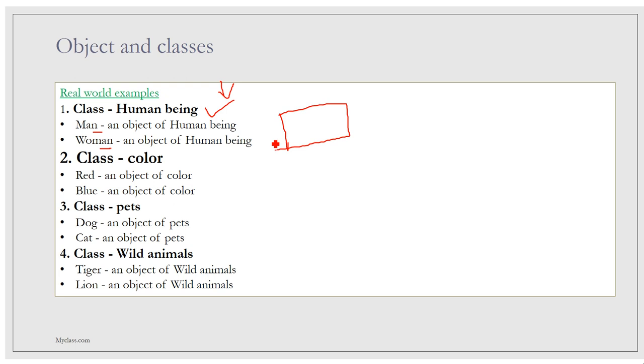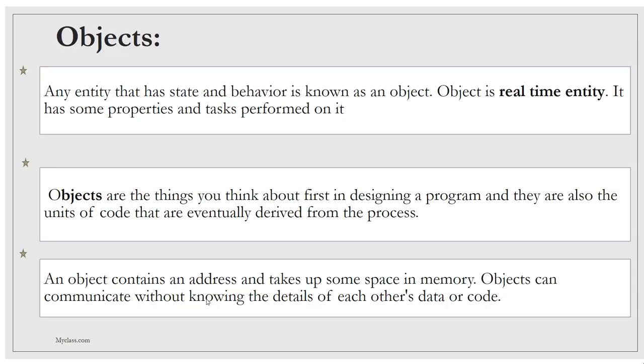Another example is the class color. Red, blue, green are all objects of the class color. Another example is pets. Dog is an object of pets, cat is an object of pets. Wild animals: tiger is an object of wild animals, lion is also an object of wild animals. So these are the relationships between objects and classes. A class is a logical entity. What is inside an object and its main behavior is explained in the class itself. Okay, so let's see in detail.